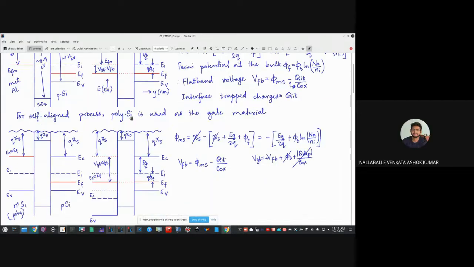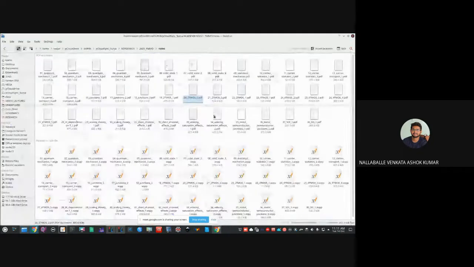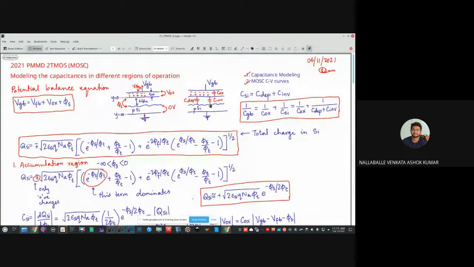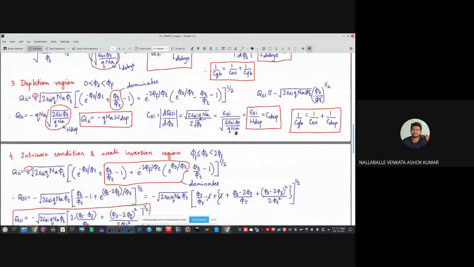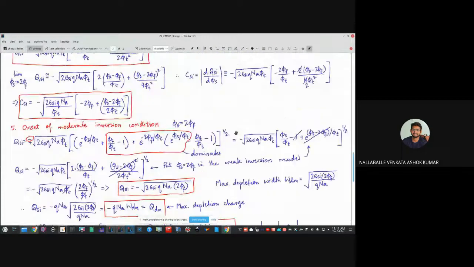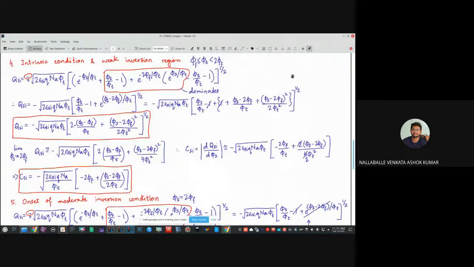Okay, so yes, what is the problem? The next chapter, sir, I mean the next PDF. In the weak inversion region, intrinsic condition and weak inversion region, in the last equation, there is the silicon capacitance, CSi. In the one before, when we are differentiating it with phi s, you have written it as minus 2 phi f by phi t, but it should be 2 by phi t.